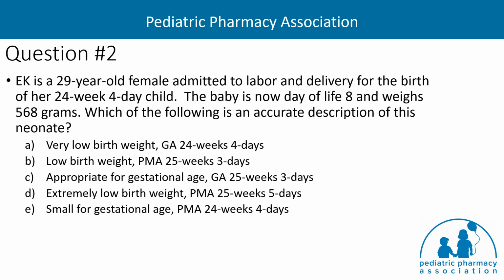A. Very low birth weight with gestational age of 24 weeks, 4 days. B. Low birth weight with postmenstrual age 25 weeks, 3 days. C. Appropriate for gestational age with gestational age of 25 weeks, 3 days. D. Extremely low birth weight with postmenstrual age 25 weeks, 5 days. Or E. Small for gestational age with postmenstrual age 24 weeks, 4 days.